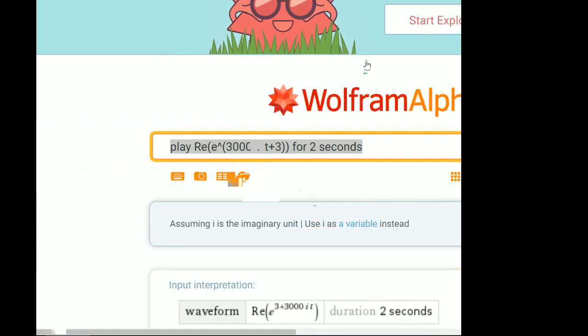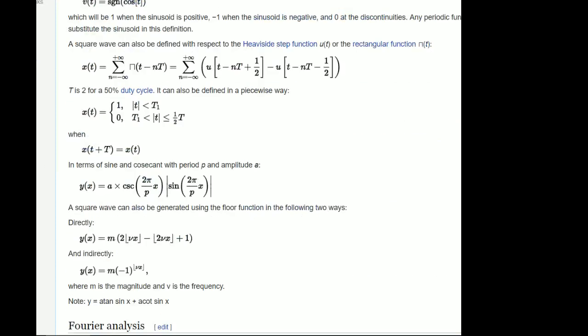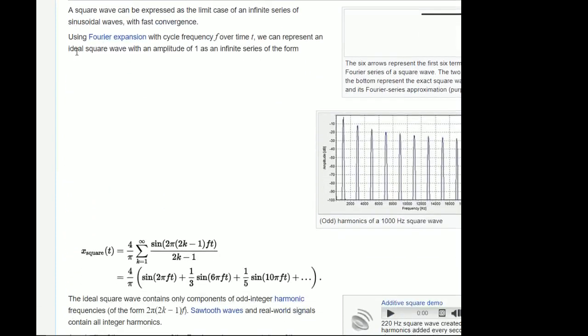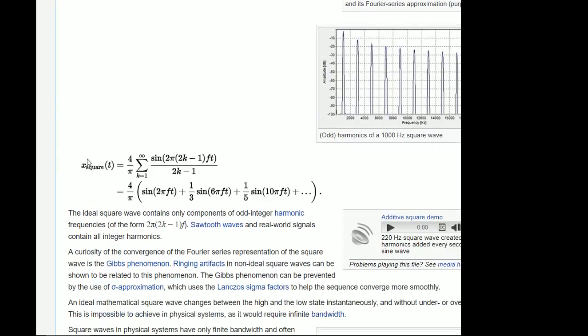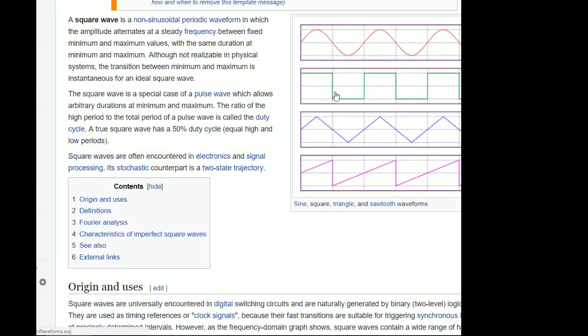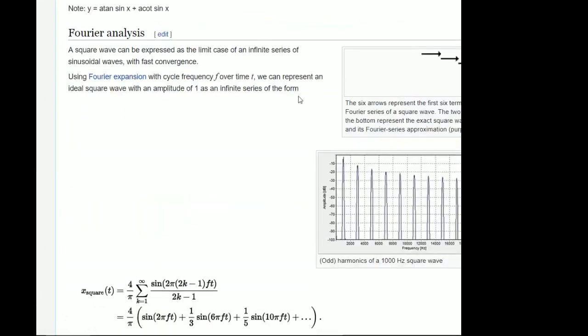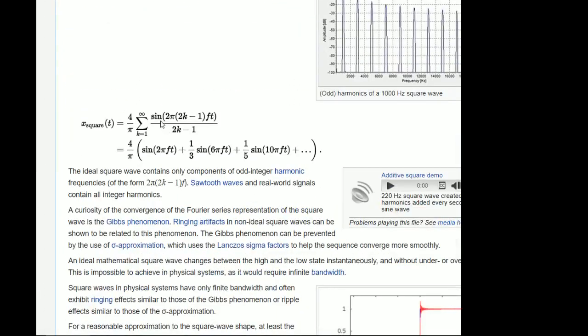Oh wait, hold on. For the square signal, I found the Fourier decomposition. So how it works is that you have a square signal, so like this, and then you can write it as an infinite sum of this thingy. So it's sine 2 pi times the frequency times t plus 1/3 of sine 6 pi ft plus 1/5 of sine 10 pi ft. So I'm going to compute that actually.